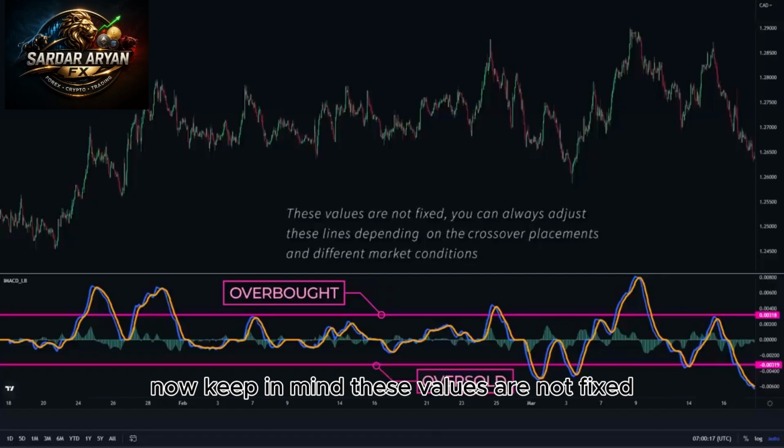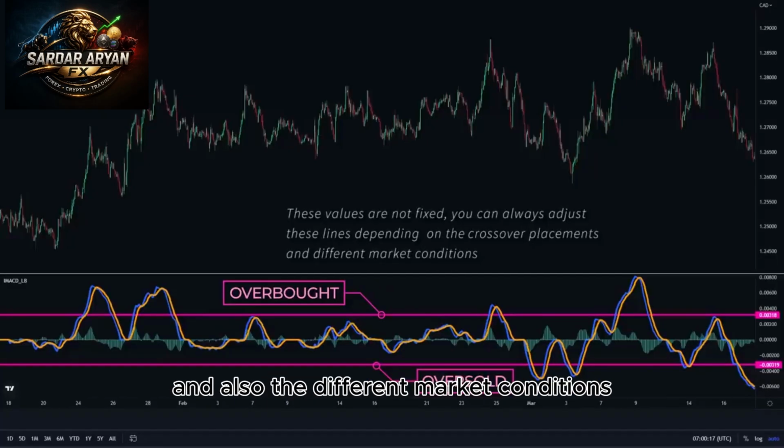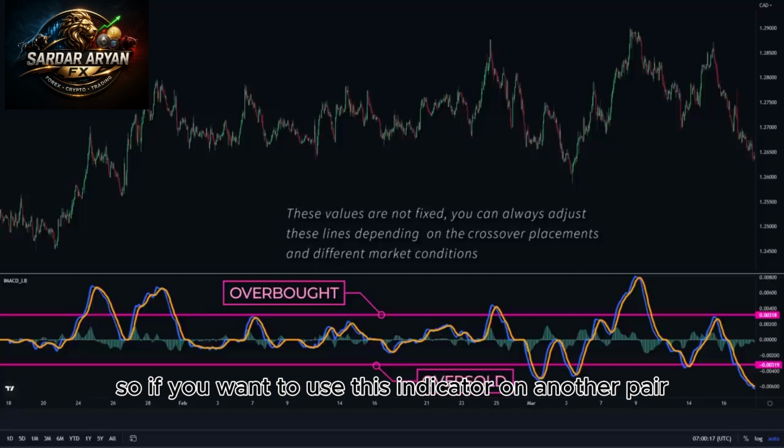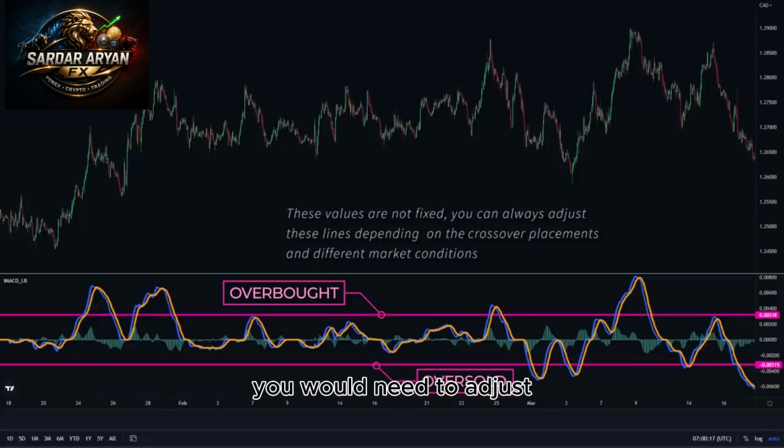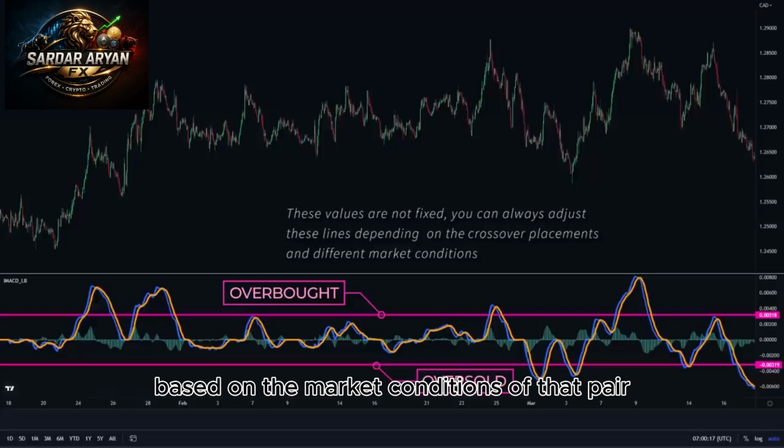Now keep in mind, these values are not fixed. You can always adjust these lines depending on the crossover placements and also the different market conditions. So if you want to use this indicator on another pair, you would need to adjust new overbought and oversold levels based on the market conditions of that pair.